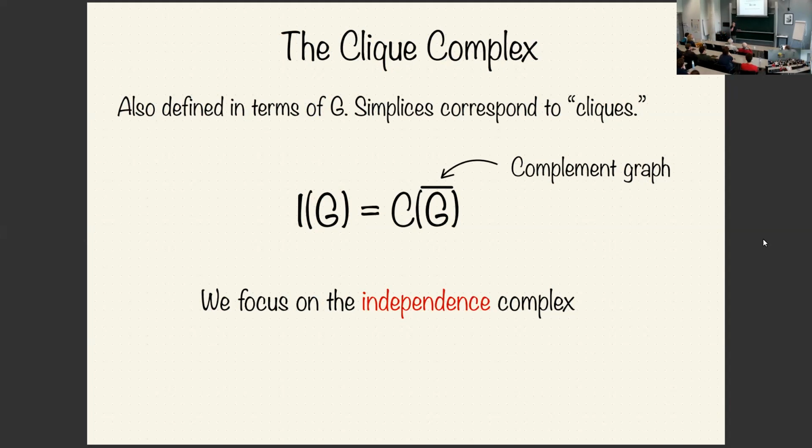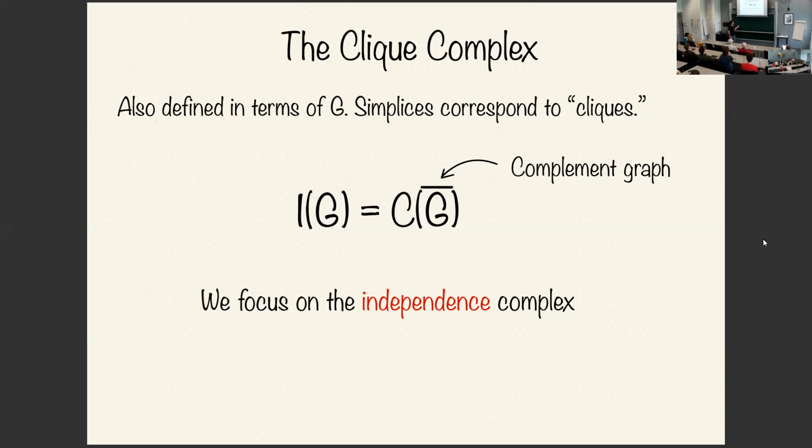Okay, so I'm so sorry, the k-independent complex is guaranteed to be orientable or not? Good question. I believe so, but I'm not 100% sure.